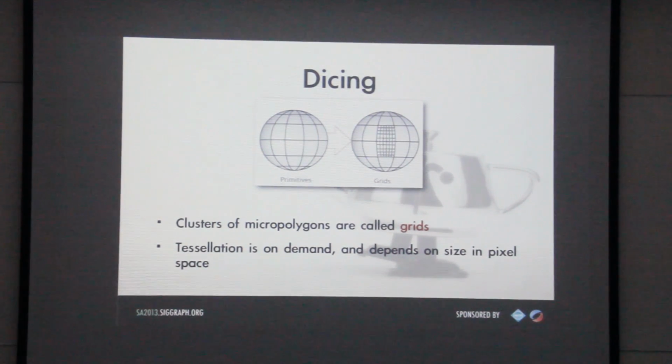And once you dice them, we combine them together into things called grids, and we'll talk about that a little later, but a grid allows us to actually shade a bunch of points at once. There's another way we can have parallelism in a render.